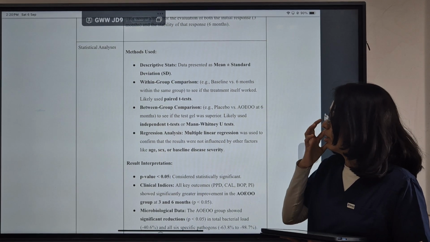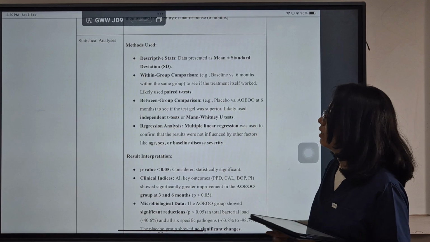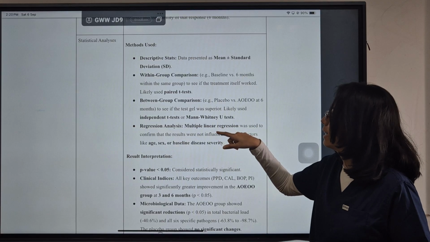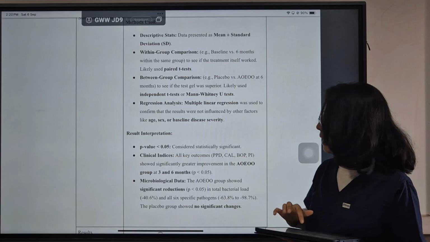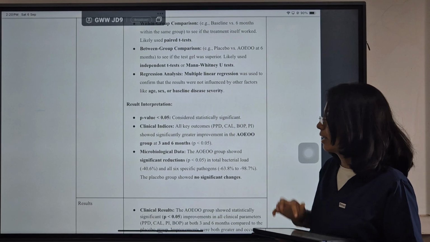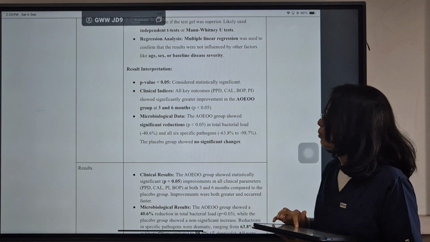They used numerous statistical analyses. They had basic descriptive statistics, mean and standard deviation. Within-group comparisons like paired t-test and between-group comparisons like independent t-test and Mann-Whitney U test were done. Regression analysis was also done. A p-value less than 0.05 was considered significant.